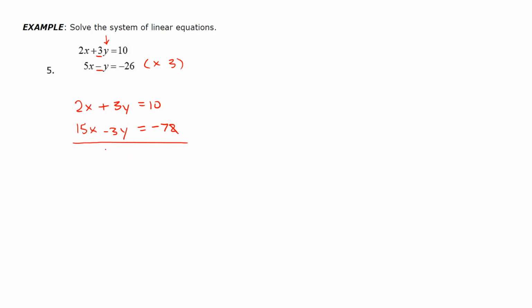Okay. Now, in adding both of these together, I would notice that my y variable disappears. So I have 17x plus 0 equals negative 68. So 17x equals negative 68. Divide both by 17, and I'll get negative 4. Okay. So now that I have x, I can solve for y. Now I can choose any of the original equations to find the value of y. I'm going to choose the second one. So 5x minus y equals negative 26.